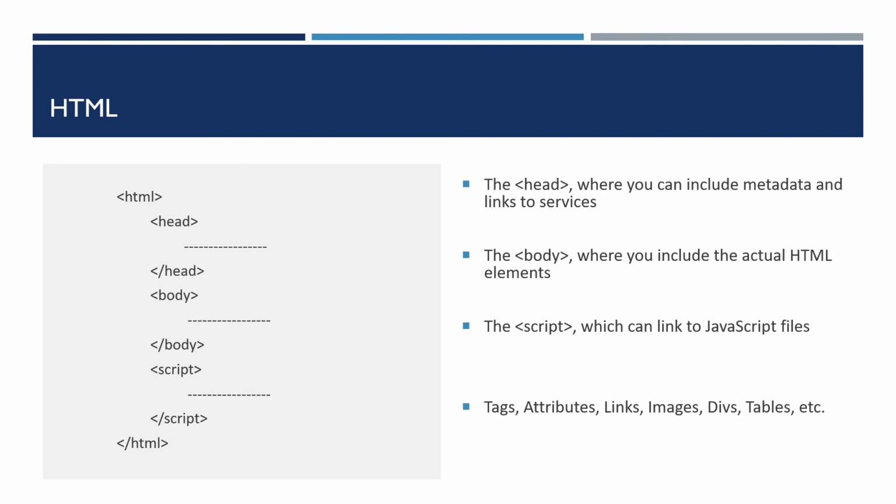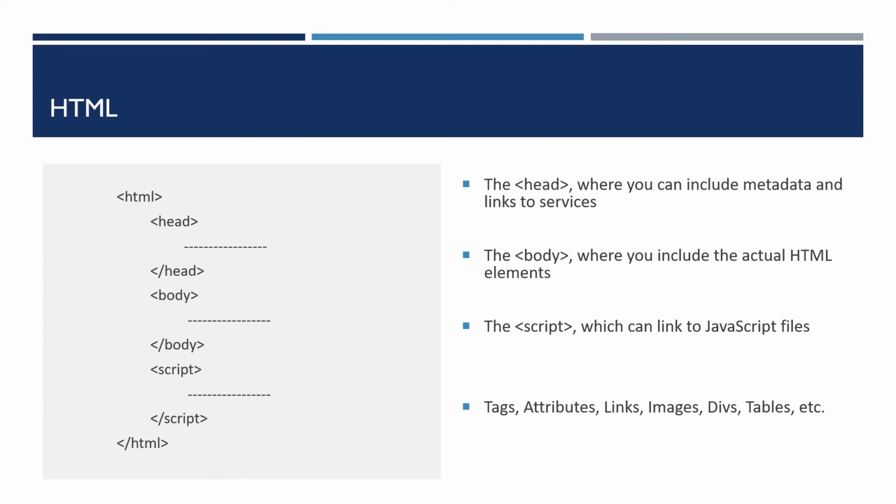We can construct the HTML code inside of the HTML tags, but we have three main parts of the HTML. We have the head. Here you can include metadata and links to services. We have the body. This part includes the elements that you can display in the web browser, and you have another part that is the script, in which you can link to JavaScript files.